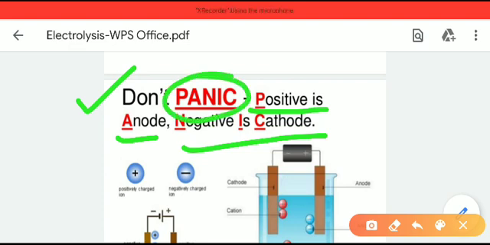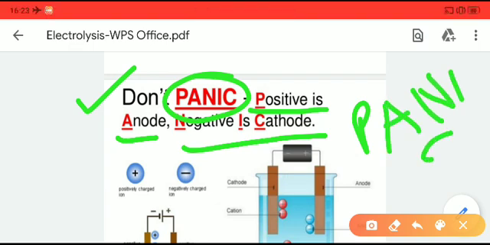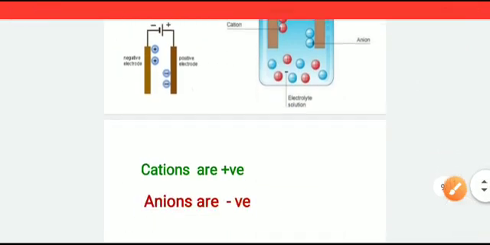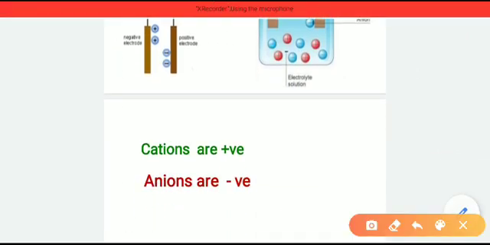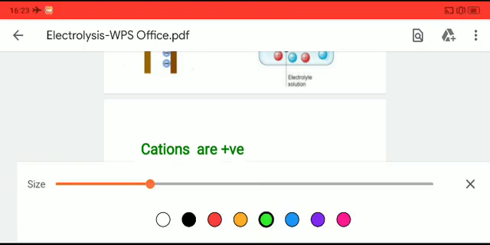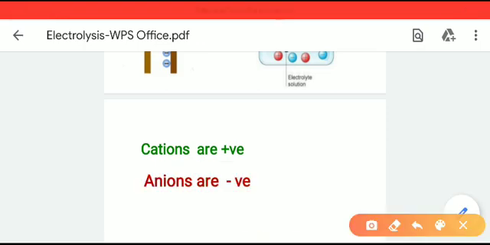So when we use PANIC, it means positive is anode and negative is cathode. Don't panic means positive is anode, negative is cathode. And we know cations are positive and anions are negative.